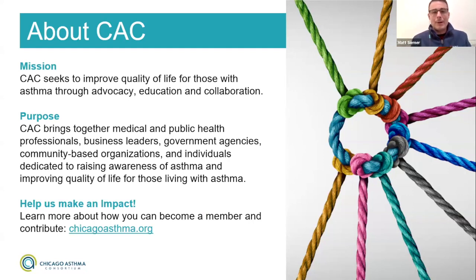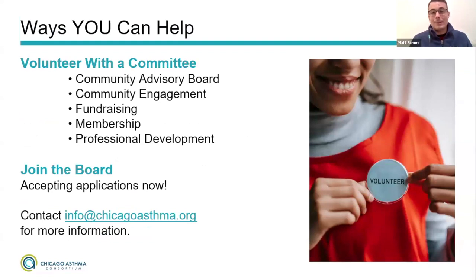You can go to our website to learn more about how you can become involved. That's chicagoasthma.org. And other ways that you can help, you can volunteer in a committee with a number of us who are on the board of CAC, and also just passionate volunteers who help out. We have a community advisory board that interfaces with researchers to give them feedback on different proposals they're developing. We have a community engagement committee that is actively trying to push out resources to folks who have asthma. We have a fundraising committee, a membership committee, and then we also have a professional development committee that is responsible for putting on the forums like this one here. We're also accepting applications to our board of directors through the end of this month. So if you're interested in learning more about a role on the board of directors, you can contact the info email address here, which we'll also put in the chat for more information.